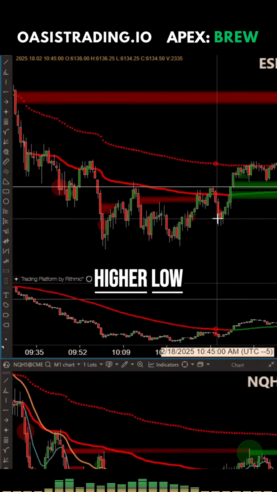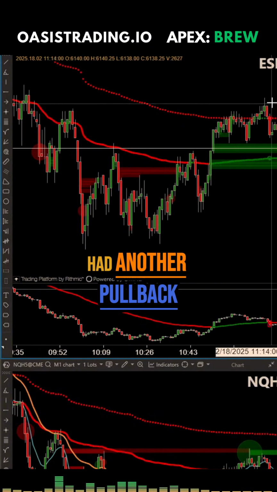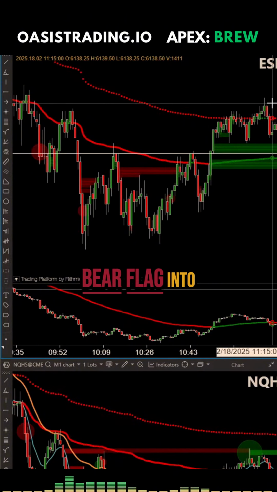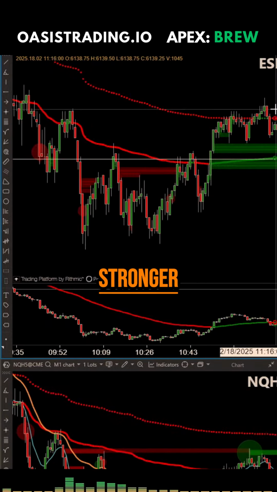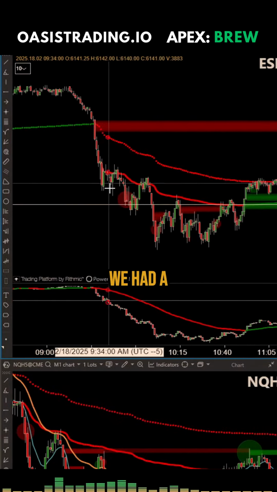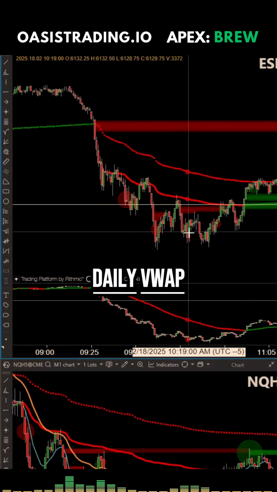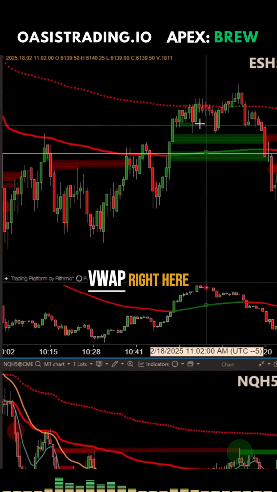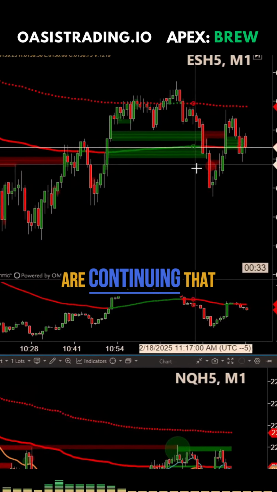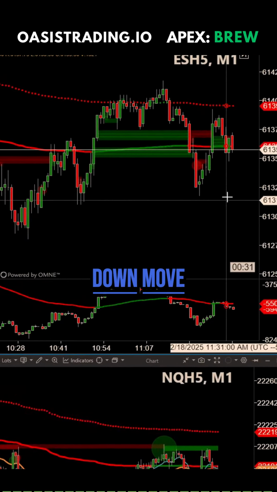Okay, so then we had that higher low, and then we had another pullback, and this would be the first bear flag into the session VWAP. Typically, the session VWAP is stronger. So if you zoom out here, we had a couple of bear flags into the daily VWAP, and then we finally had that bear flag into the session VWAP right here. And now we are continuing that down move for now.